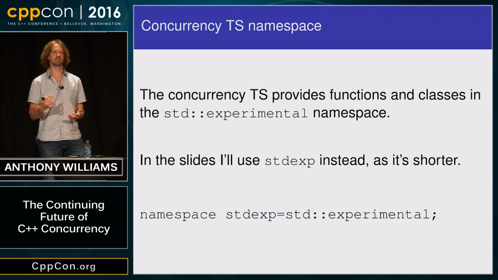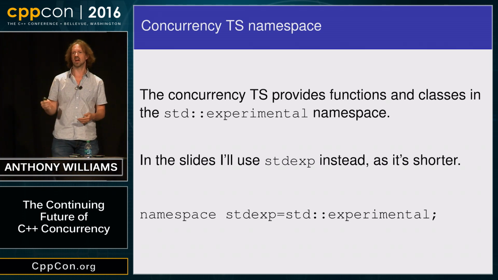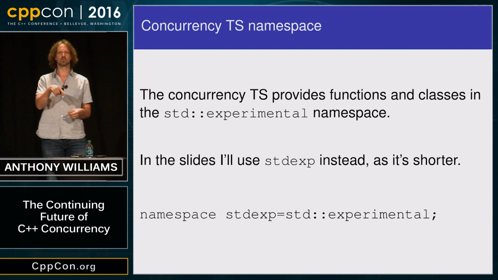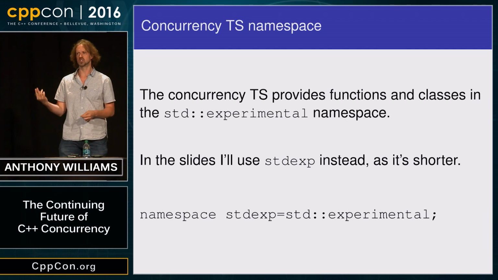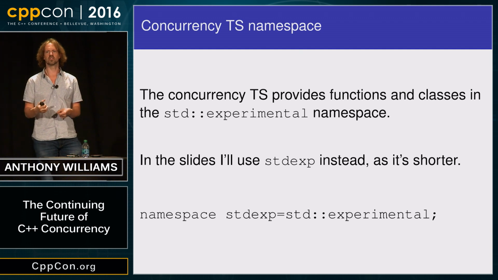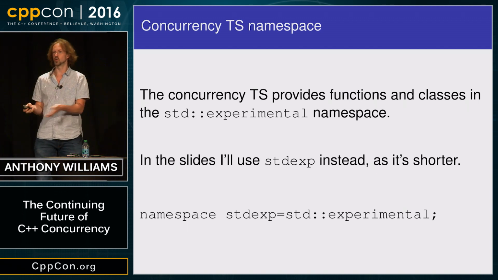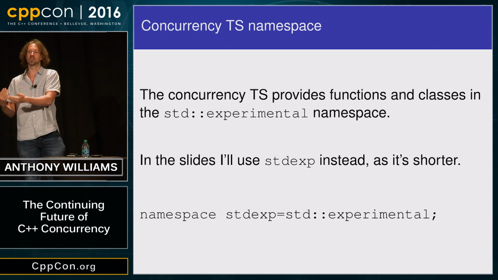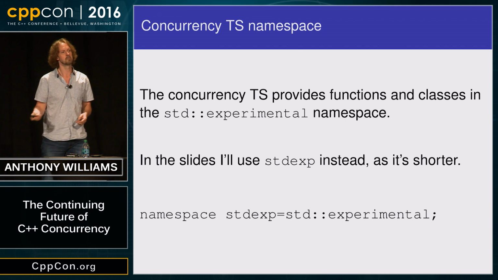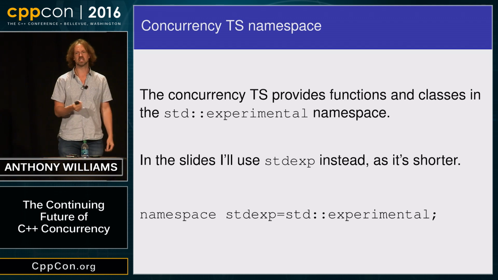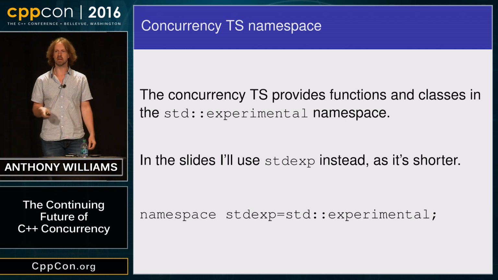I know that some workplaces have an experimental namespace for their own bits of code where they say don't use this in production. Well, just because it's in standard experimental from the point of view of the standard doesn't mean that. Obviously, you hope that whichever implementer you got your implementation from, it's as good quality as the rest of the stuff they provide you. In the slides, I'm going to use stdexp instead because standard experimental is a bit long for on-slide examples.